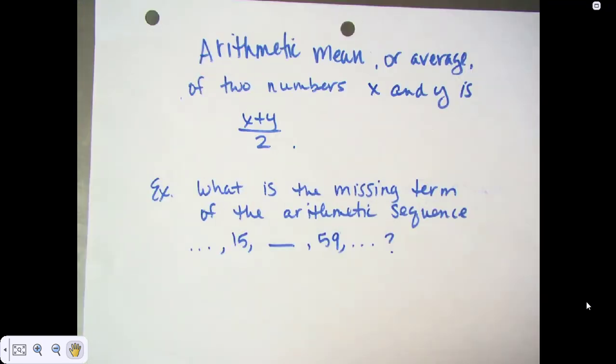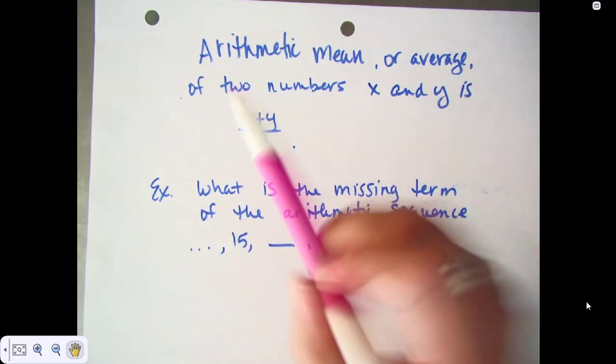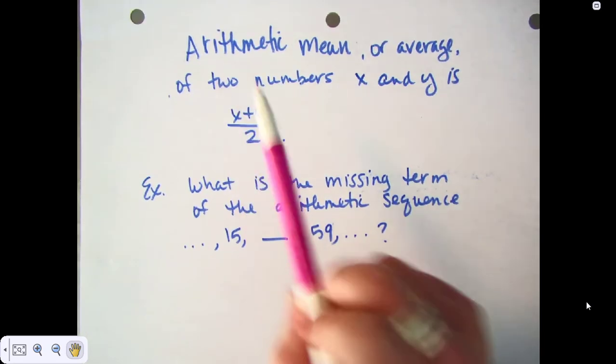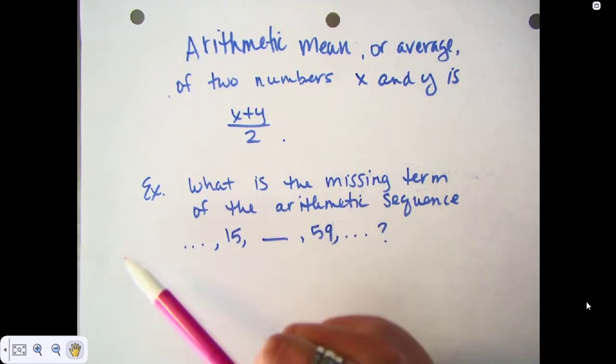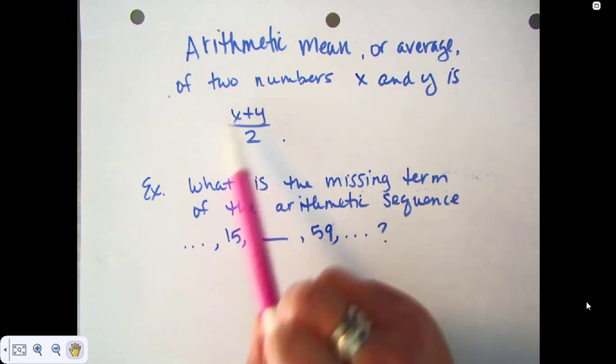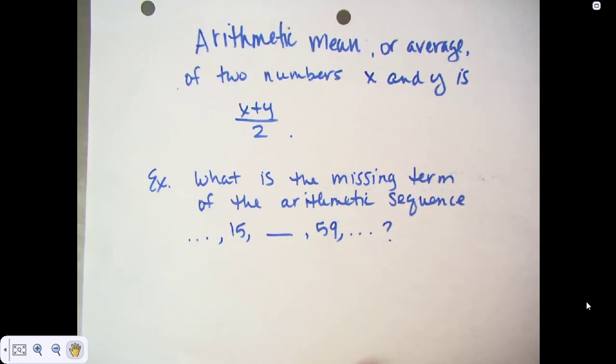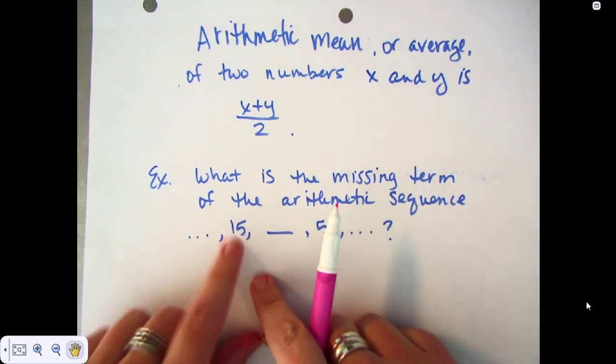We have something called an arithmetic mean, or average, which is just the average that you know. There's something else called a geometric mean, which is different, but we'll get there when we get there. So arithmetic mean, or average of two numbers, x and y, is the sum of those two numbers divided by 2. So what is the missing term of the arithmetic sequence that we just have a portion of?